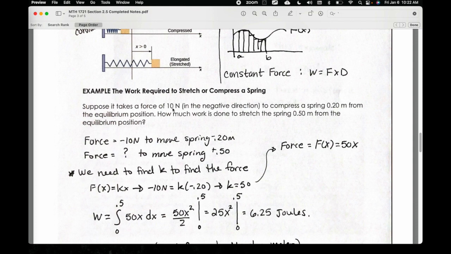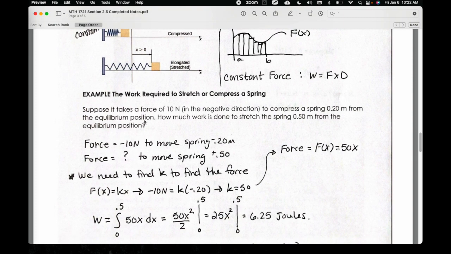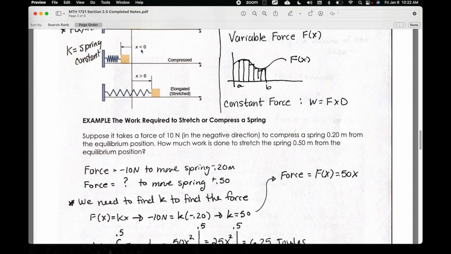So the first part gives us enough information to figure out our formula for our force. And we're using Hooke's law because we're talking about springs. So when the force is 10 newtons in the negative direction, so that's negative 10 newtons, and we compress a spring 0.2 meters from the equilibrium position, when we compress, that means the distance that we compress is going to be negative because we're pushing it this way to the left. So the spring is compressed. That means the distance it's moving is negative 0.20 meters.